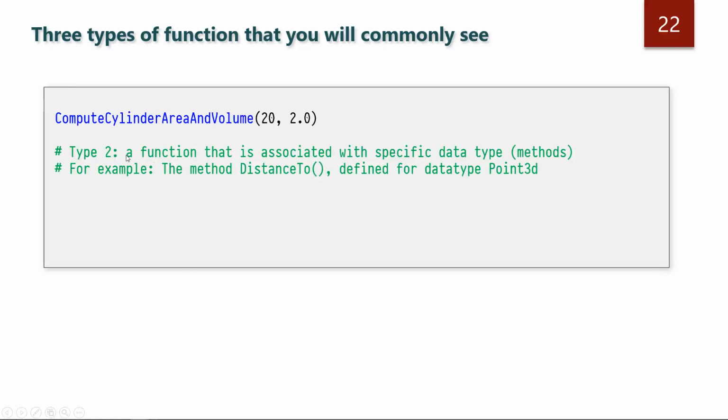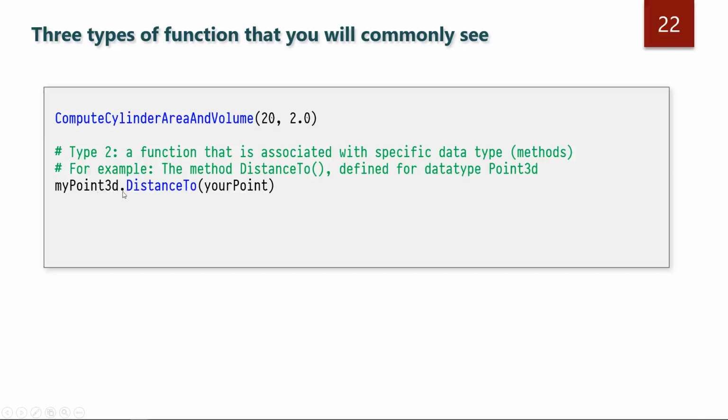So type 2 is a method. Another type of function is a function or a command. We've been calling it a command, but now we call it a function. The second type of function is a function that is associated with a specific data type. For example, the method dot distanceTo is defined to work with any object or variable of type Point3D. So in order to use this function, you must have a variable that stores a Point3D existing somewhere in your code first, right? And then you can invoke this function after you have the variable.